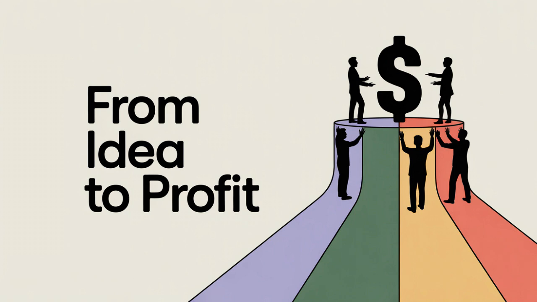Manage accounts receivable and payable. Accounts receivable, money owed to you by customers. Try to shorten payment terms. The sooner you get paid, the better. Accounts payable, money you owe to others. Try to defer payments without breaking agreements.